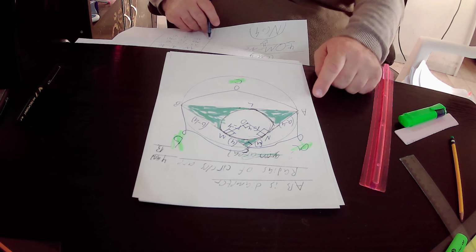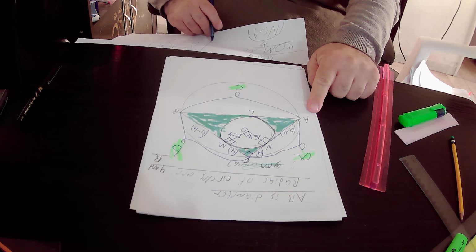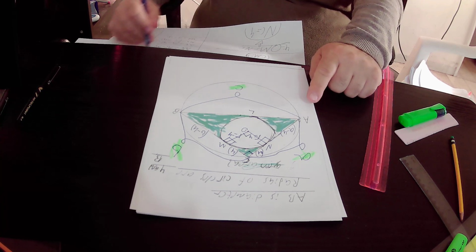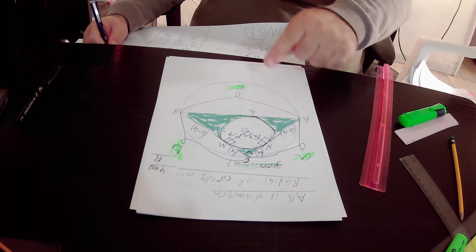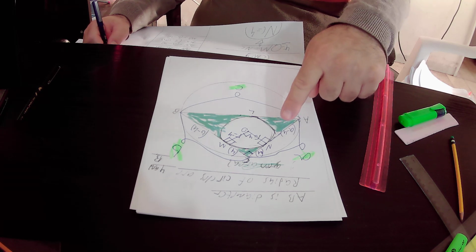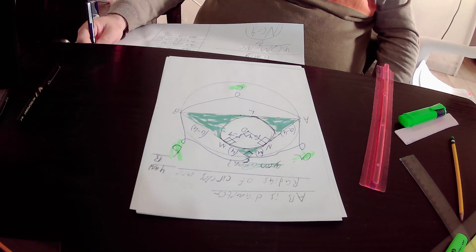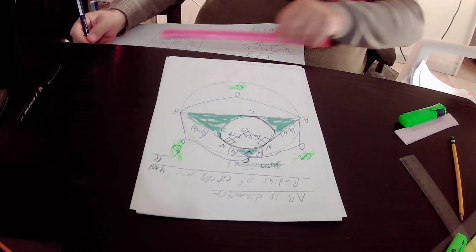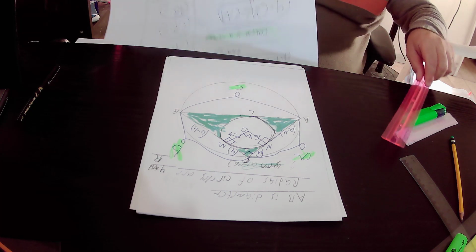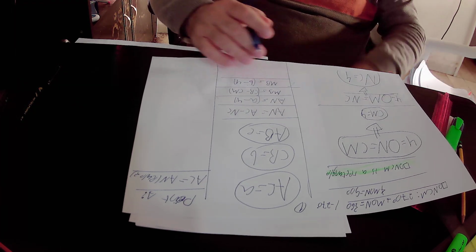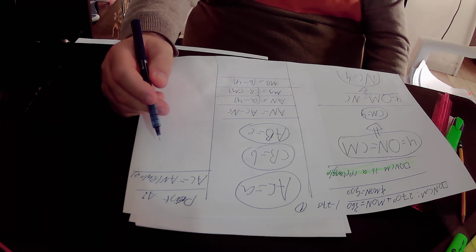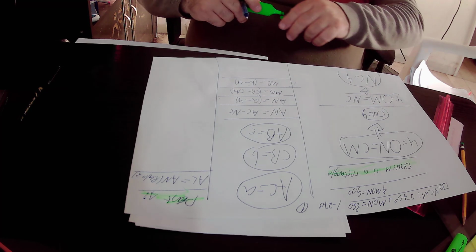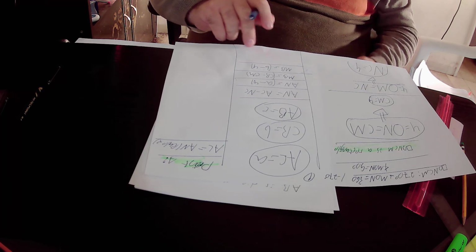So we'll focus on the common external point, point A. For the common external point A, we have two tangents to the small circle. The first tangent is tangent AL, and the second tangent is tangent AN. According to rule number 2, the lengths of those two tangents are equal to each other. That is to say, AL equals AN.